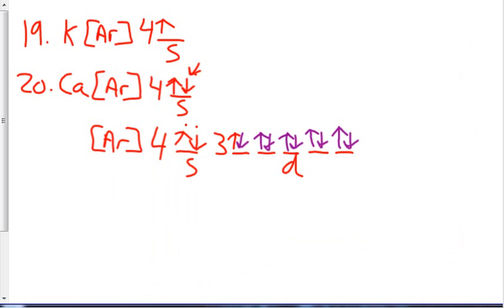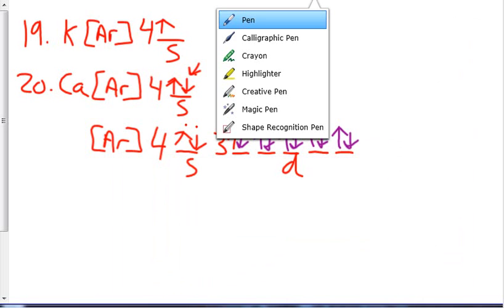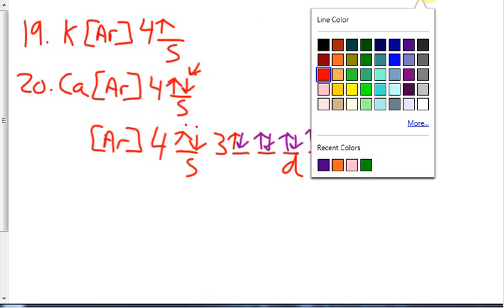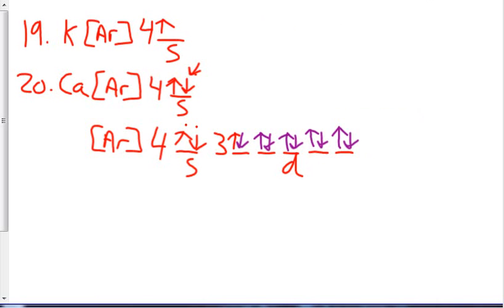So I've just changed my orbitals. So we'll do a change of color as soon as I figure out how. There we go. Change my color up, and we'll do orange. And now I start filling shell 4.